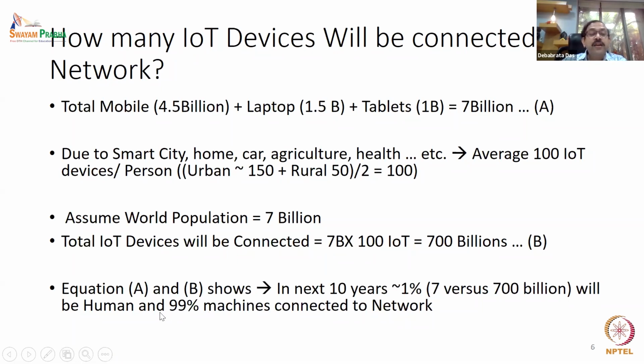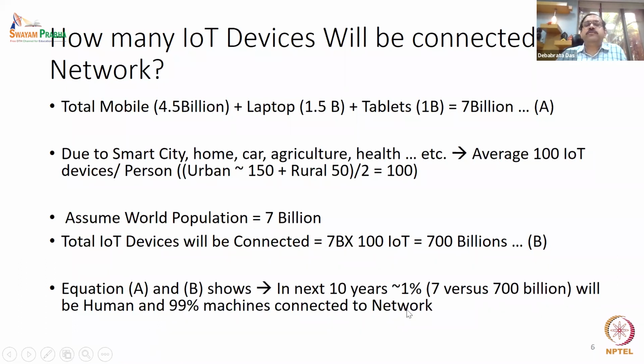So now look at this: 1% will be human connected to the networks, 7 billion versus 700 billion. Just see the ratio will change. Now in 4G, human beings are 99% and machines are 1%. But when 5G comes and IoT devices come with Industrial Revolution 4.0, the ratio will just reverse. 1% will be human beings, 7 billion connected to the internet, and 700 billion will be machines. So 99% machines connected to the networks.